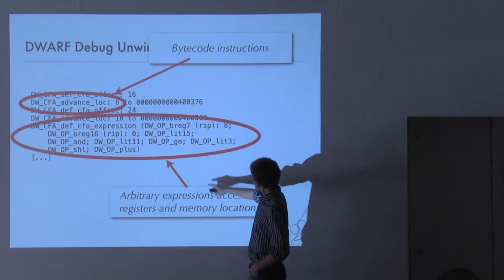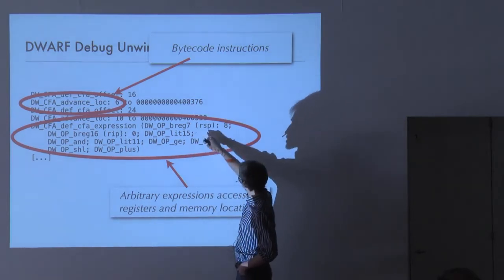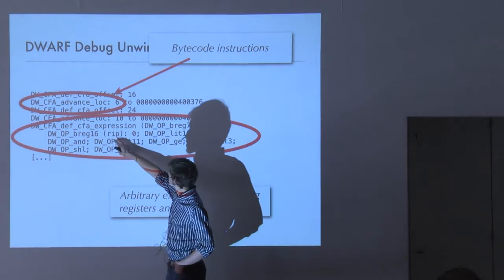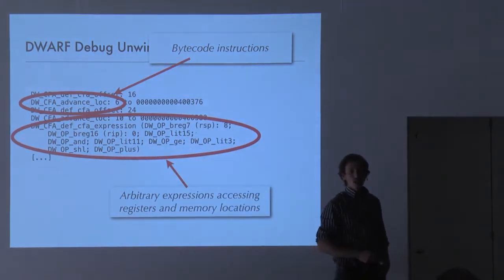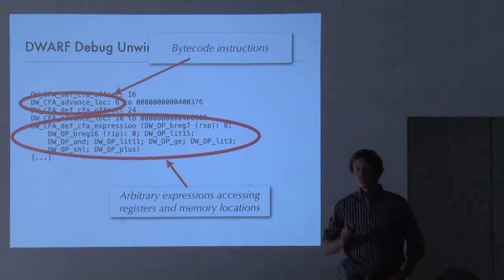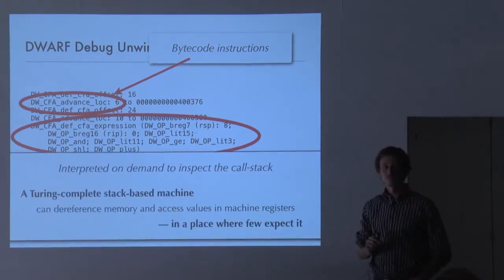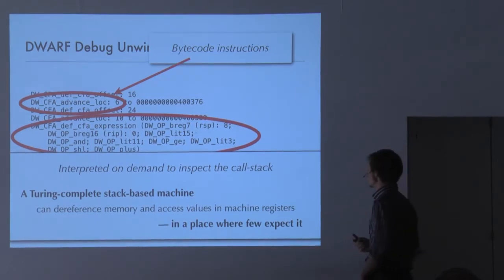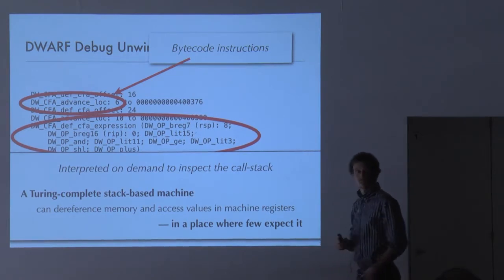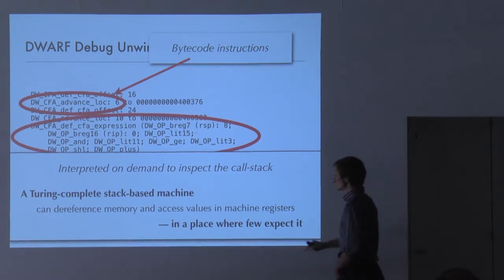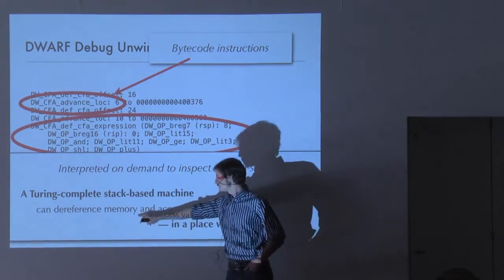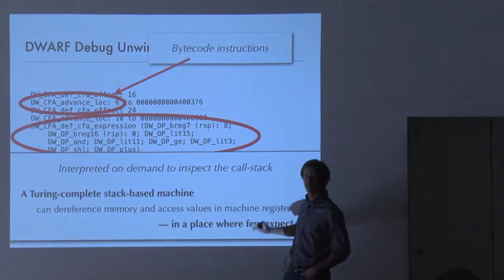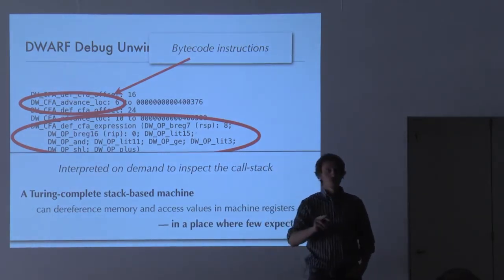And what do we have? We have expressions that can refer to registers, like stack pointer, instruction pointer, do some comparison, do some other logical operation. And all this bytecode is actually interpreted on demand to reconstruct the table whenever you need unwinding. And what you have, you didn't know, but you have, is a Turing-complete stack-based machine which can dereference memory and access all the values in my machine registers in a place where I'm sure you didn't expect it.